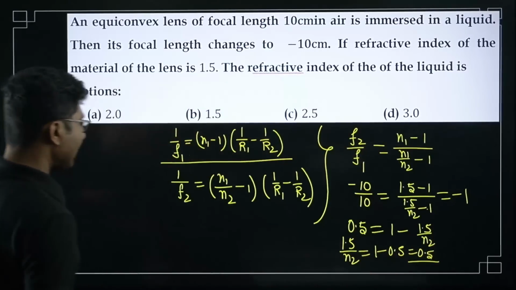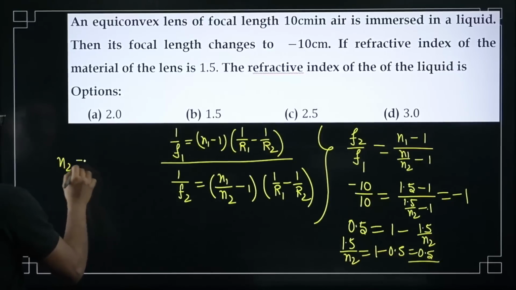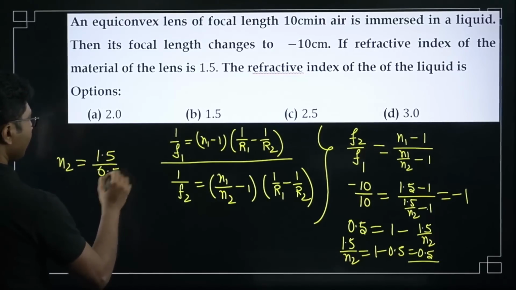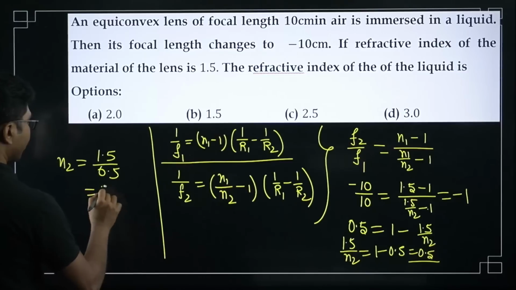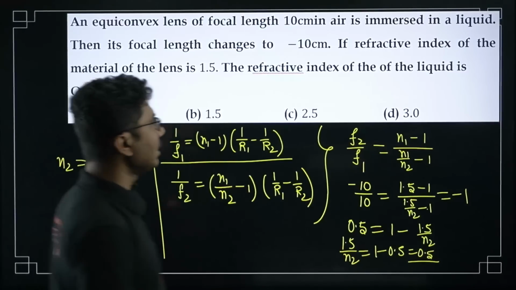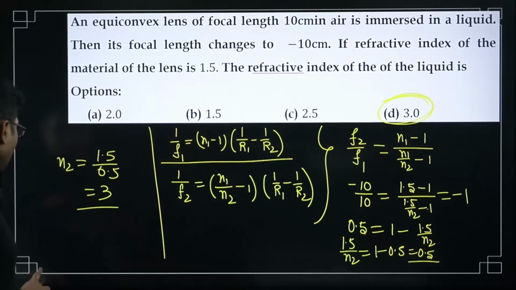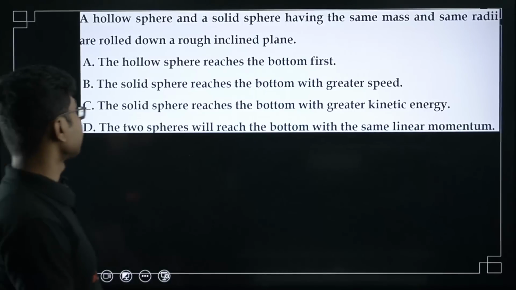So N2 will be 1.5 by 0.5, that is 3. So the refractive index of the liquid must be equal to 3. This is a hypothetical liquid, there is no such liquid of refractive index 3.